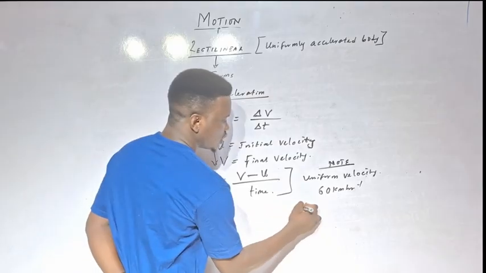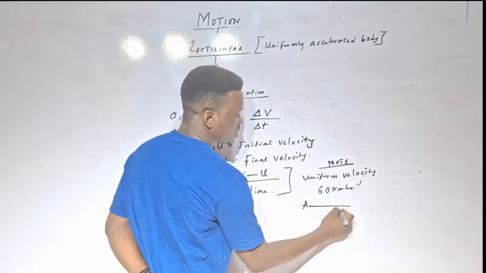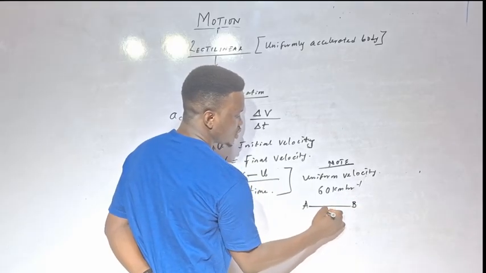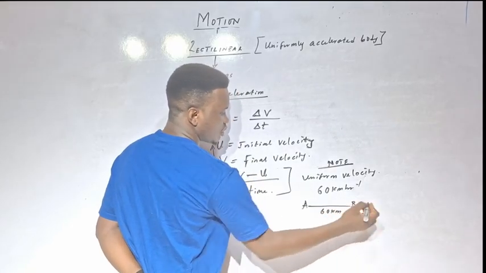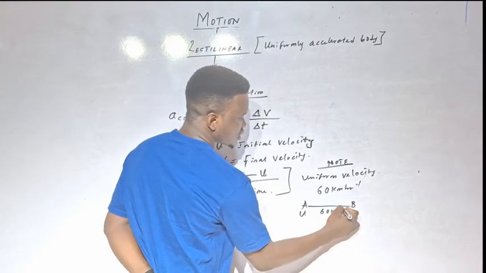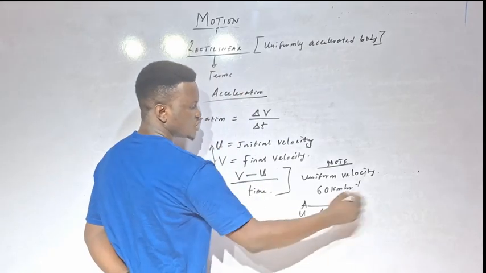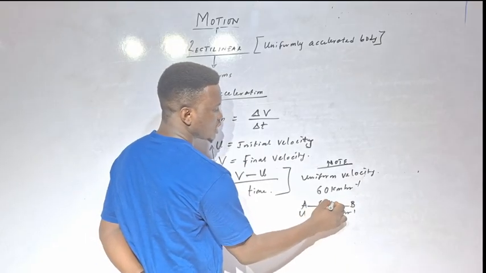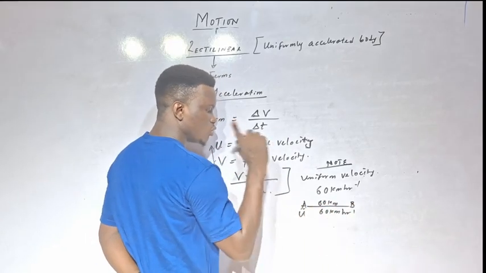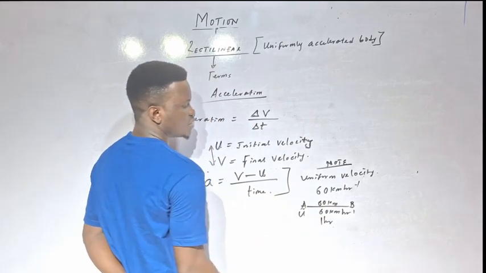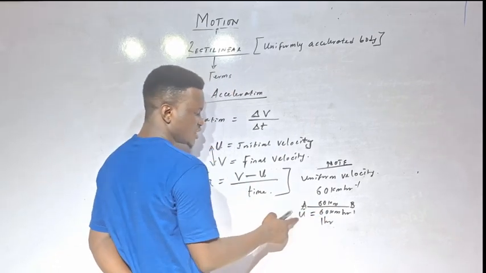So let's say the body starts from A now. It starts at 60 km per hour to B. So this is the speed. It is moving at 60 km per hour, so it will cover 60 km. That means from A to B in 1 hour. That's what it started with.